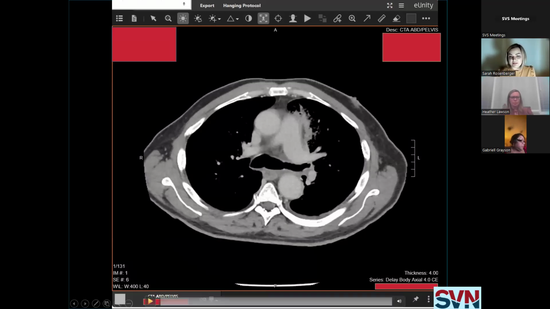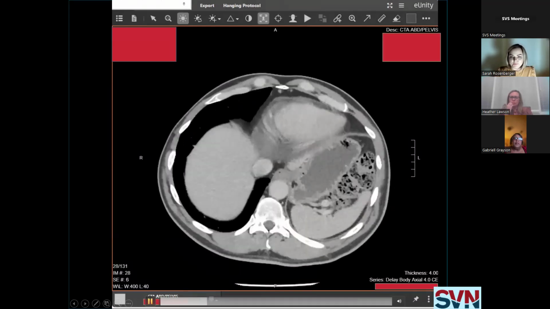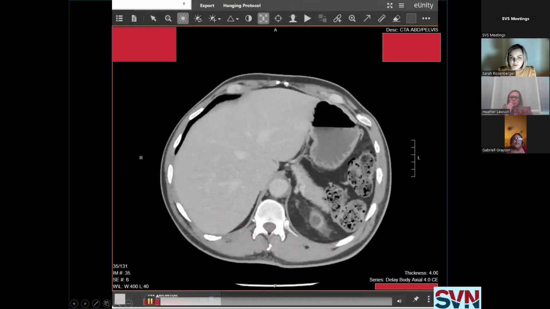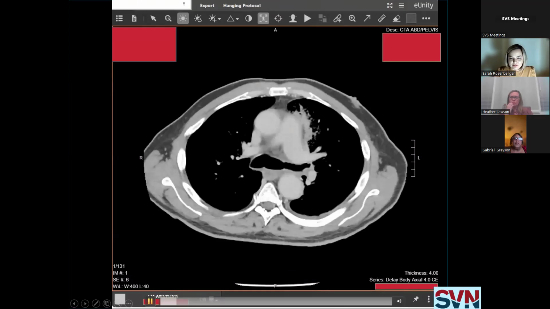So this is the same patient, and it's a run through the delay phase. So what you see is there's no difference between the arterial and the venous blood in the heart. It's a lot less crisp and clear, the blood in the aorta. As we come down, you can see, oops, I pressed the wrong button.